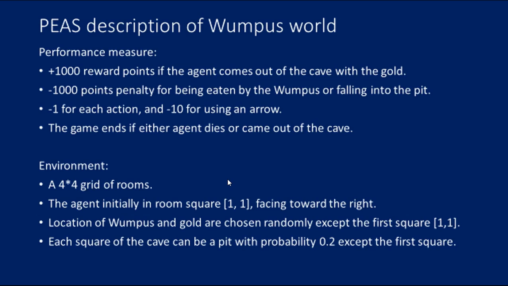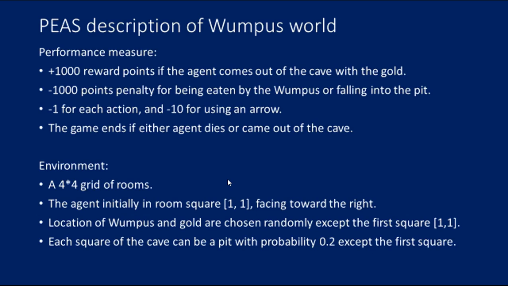So before going deeper into this problem, we just want to know the performance measure, environment, actuators and sensors. The performance measure: plus 1000 reward points if the agent comes out of the cave with the gold, minus 1000 points penalty for being eaten by the Wumpus or falling into the pit, minus 1 for each action and minus 10 for using an arrow.